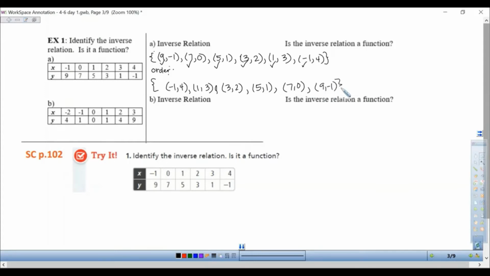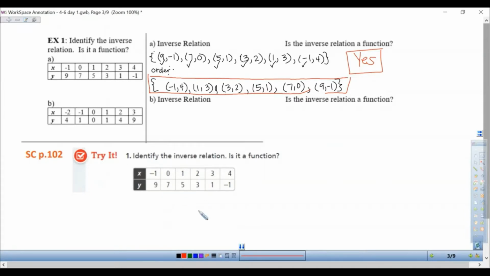Okay, so what I can see from here is that all of my x's are different, right? -1, 1, 3, 5, 7, 9. So yes, this is a function. This set here is my inverse relation. That is a function, so I could call it an inverse function.